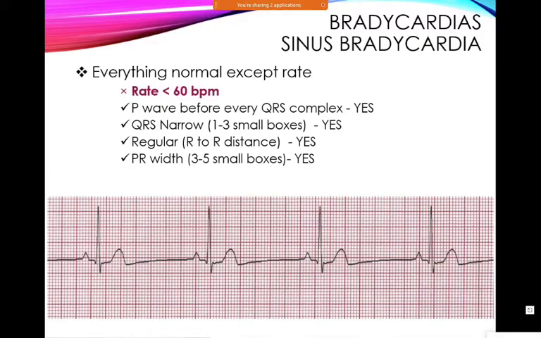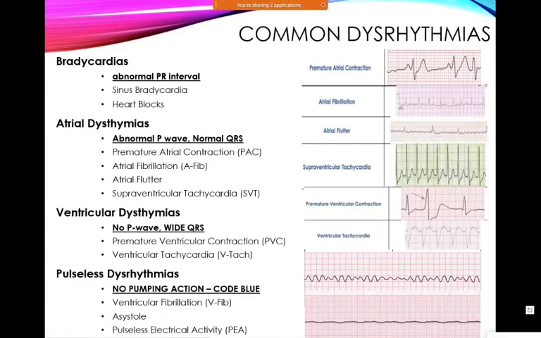I will tell you the summary for all the Brady's: is there something wrong with the PR interval? To put it into the atrial category, there's something wrong with the actual P wave. So in bradycardias, you have a P wave. There's just something wrong with the PR interval. With atrials, you have something wrong with your P wave, but you have a normal QRS. With ventriculars, you have no P wave and a wide QRS, and pulseless, you don't have a pulse. So really, you can categorize them very easily by looking at the P wave first, and then we go into looking at the QRS.